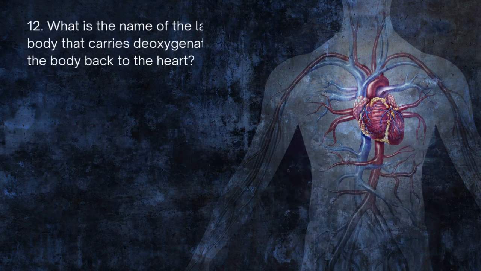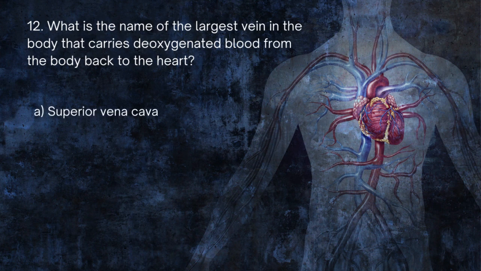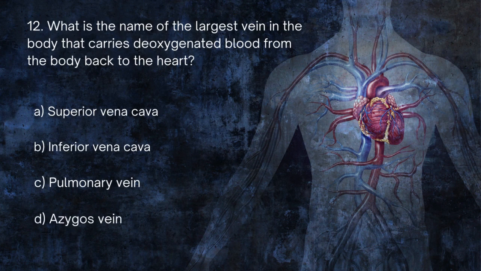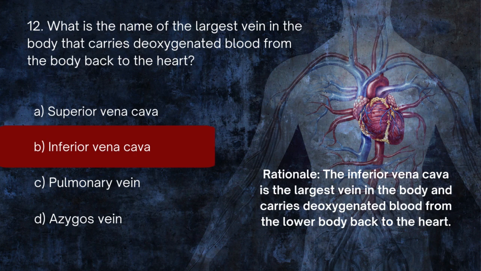12. What is the name of the largest vein in the body that carries deoxygenated blood from the body back to the heart? A. Superior vena cava. B. Inferior vena cava. C. Pulmonary vein. D. Azygous vein. Rationale: the inferior vena cava is the largest vein in the body and carries deoxygenated blood from the lower body back to the heart.